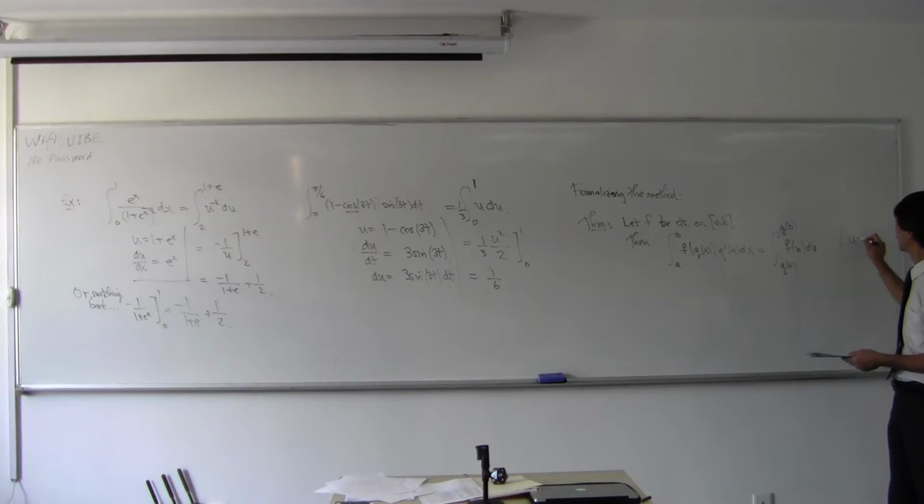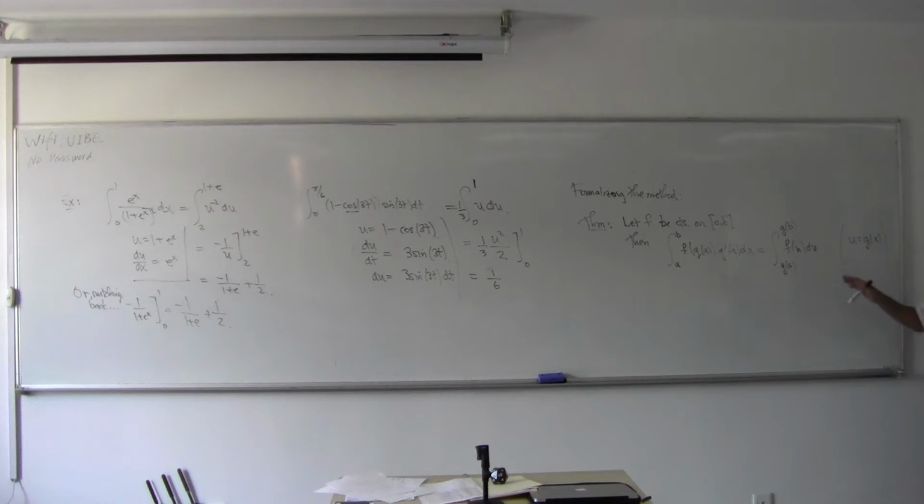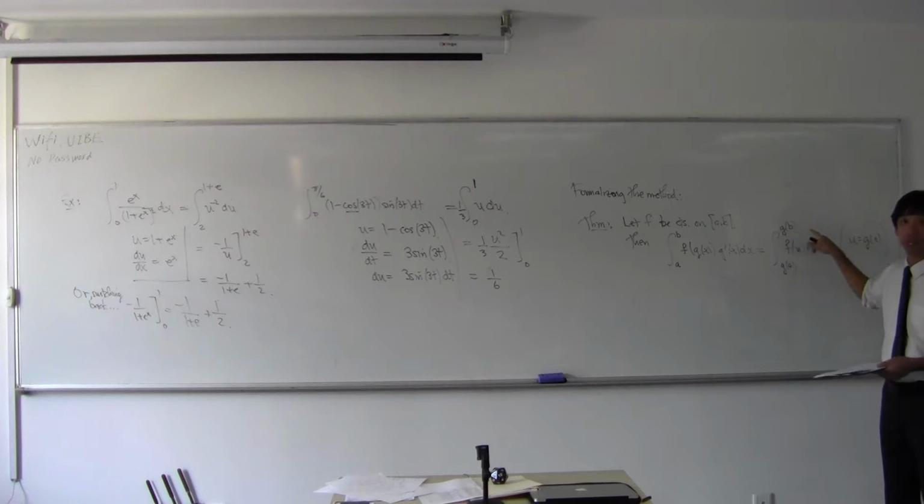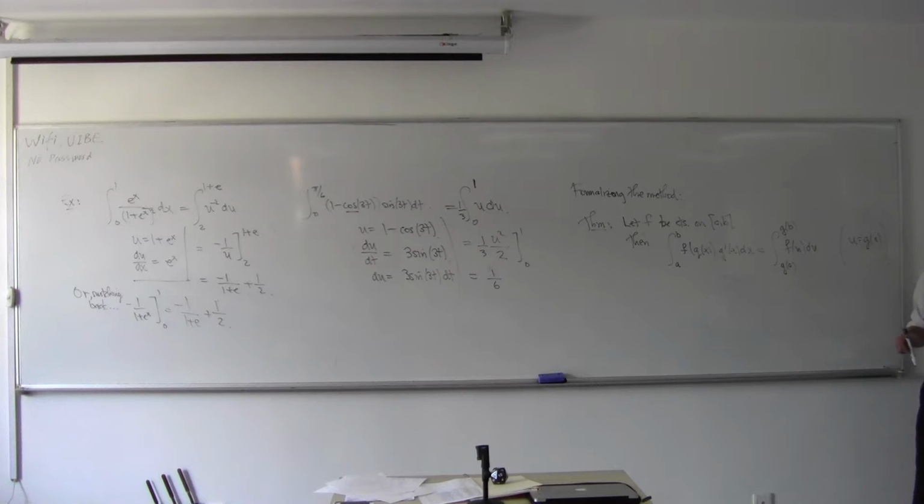Right? That you let your u be g(x), right? When x is a, you're going to get g(a). When x is b, you get g(b). So this is just stating formally what we've been doing in all the examples.